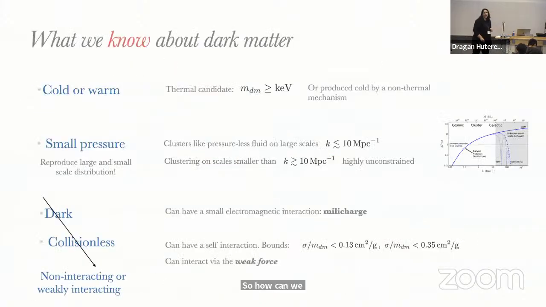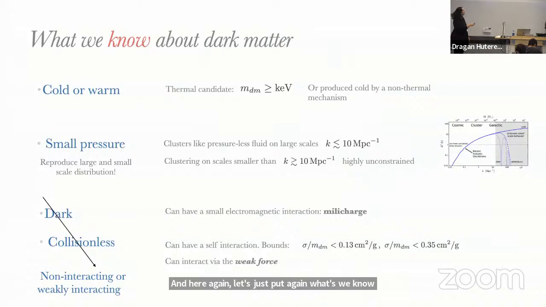And here, again, let's just put again what we know about dark matter. So we have to build a dark matter model around this, right? And again, we said that it needs to be, today, cold or warm. If it is a thermal candidate, so if it was in thermal equilibrium with the universe, it has to have a mass bigger than keV, or it has to already be produced cold in the universe, and it was never in causal contact, never in equilibrium with our photon-baryon plasma. So it has to be produced non-thermally. And we have dark matter candidates like that. So that's the first prerequisite.